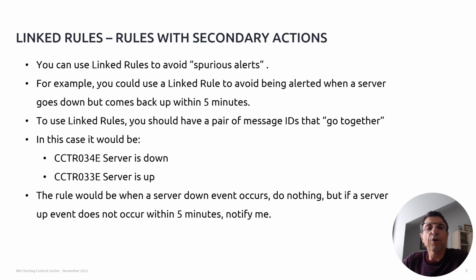In this case, your linked rule could be triggered by the server down event, the CCTR 034E, but the action to take would be nothing. You could specify the no operation action. And in your second set of match criteria, you could specify the CCTR 033E event, the server is up event, and you could have a time limit of 5 minutes. And the two actions would be, if the server up event does not occur, then alert me, but if the server up event does occur, then don't do anything.